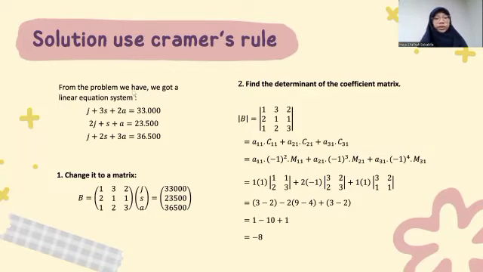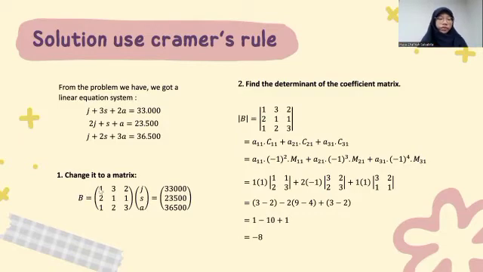So from the problem that we have, firstly, we should change the problem into a mathematical model. So we got a linear equation system. The first linear equation is J + 3S + 3A = 33,000. The second linear equation is 2J + S + A = 23,500. And the third linear equation is J + 2S + 3A = 36,500.